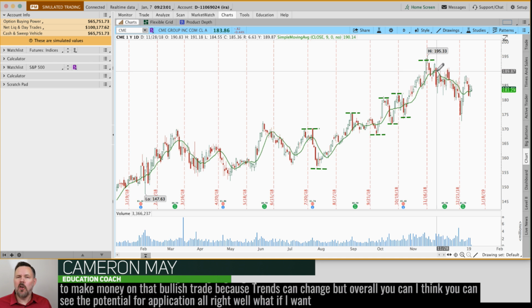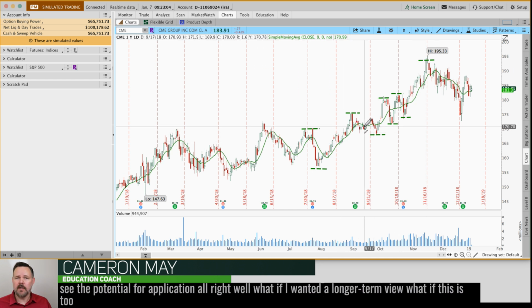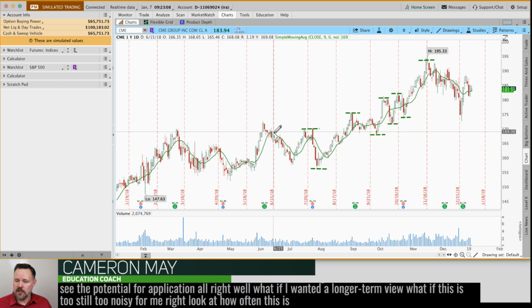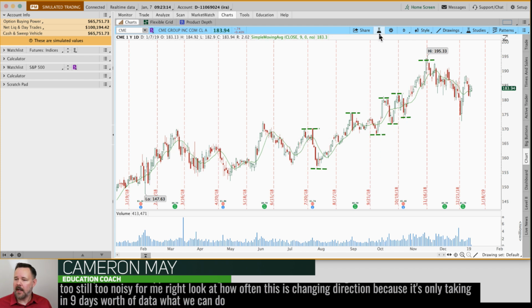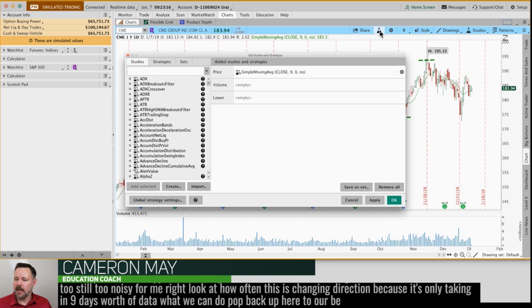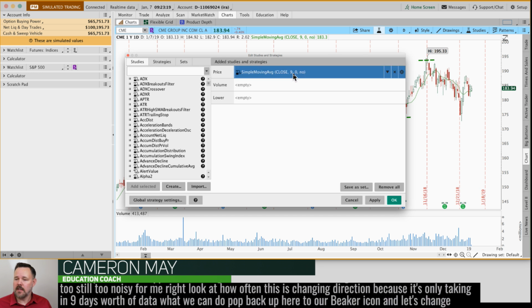Well, what if I wanted a longer term view? What if this is still too noisy for me, right? Look at how often this is changing direction, because it's only taking in 9 days worth of data. Well, what we can do, pop back up here to our beaker icon, and let's change the time frame.